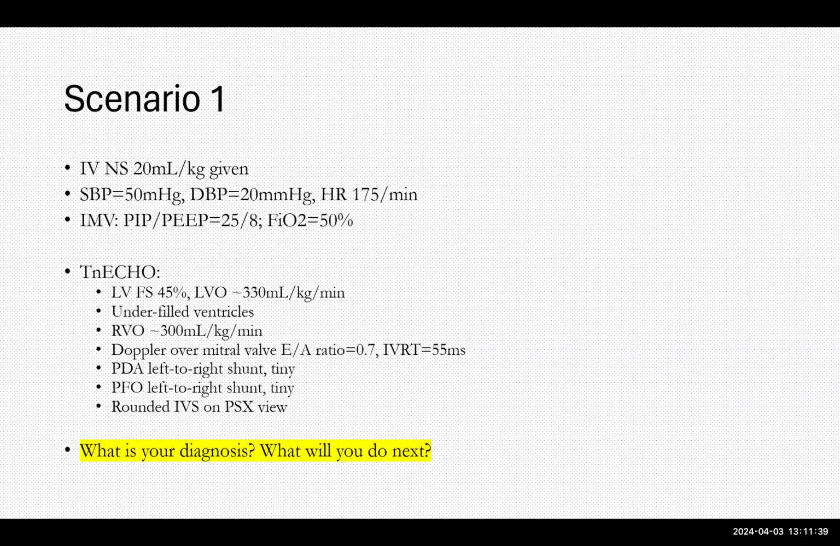It's very lucky they have someone who does TNE on the night shift. They found the fractional shortening of the LV was robust at 45. LVO was 330. The ventricles look very underfilled, RVO 300. Doppler over the mitral valve, E/A ratio 0.7, IVRT 55 milliseconds. Tiny PDA, tiny PFO, probably left to right shunting. The interventricular septum on the parasternal short axis view basically speaks against any significant pulmonary hypertension.